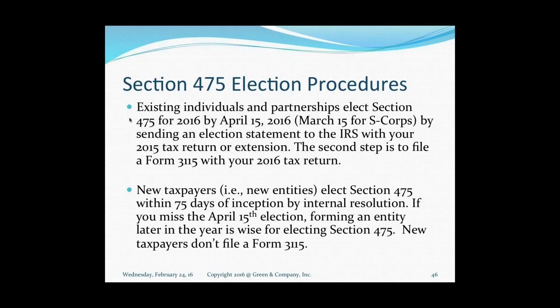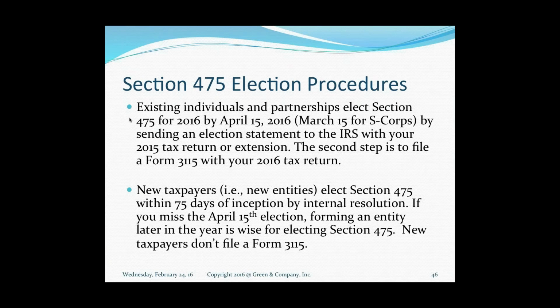You'll probably be filing an extension, which is a smart thing to do, because 1099-Bs come late. This is all complex stuff. You'll pay what you owe with the extension, and you'll attach the election. Now, don't worry. The second step, you have plenty of time to do. That's to file the Form 3115, and you're doing that with your 2016 tax return. So that's next year.